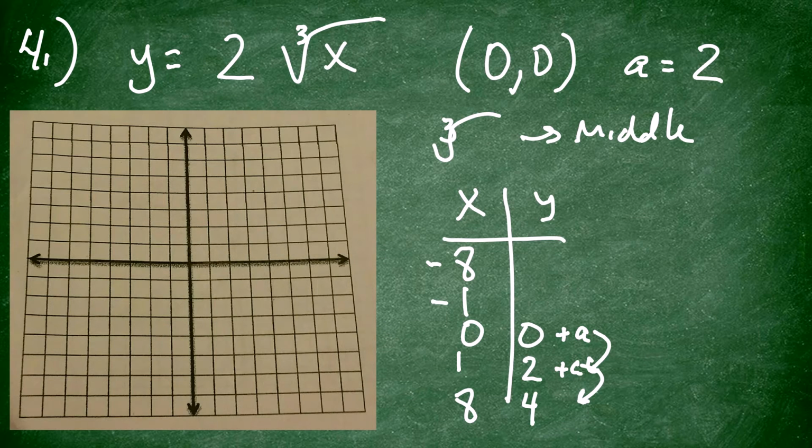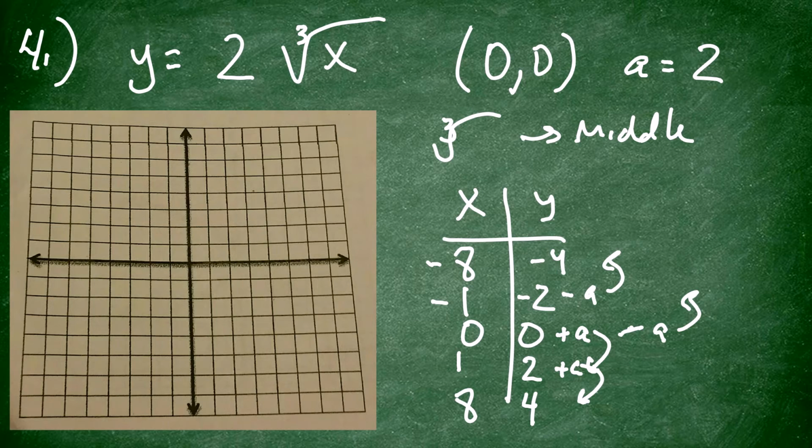Now, if I go this way, I have to subtract a. So 0 minus 2 is minus 2. Minus 2 minus a is minus 4. So that's how I do that without using the calculator. If you want to use the calculator, you can totally do that. That's an option as well.